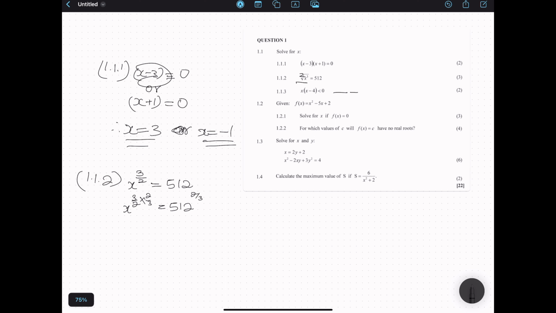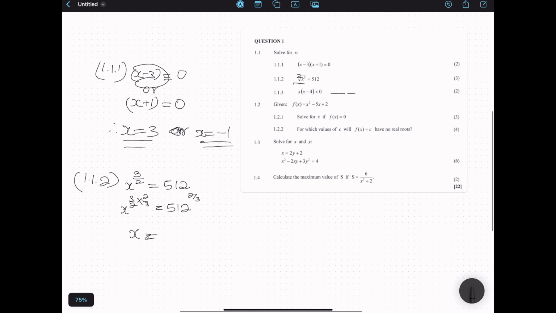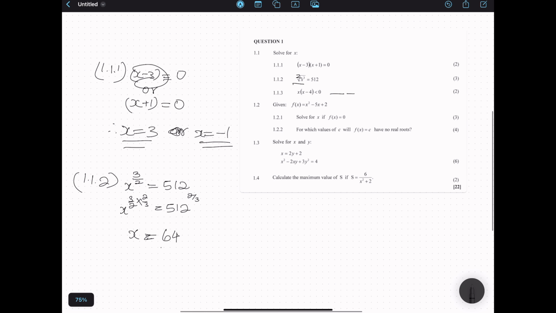Then furthermore you can just see that this is x. When you put this on your calculator you're going to get 64. So the answer for this, obviously, is x is equal to 64. This one is worth 2 marks. So we are done with the first 2 questions.